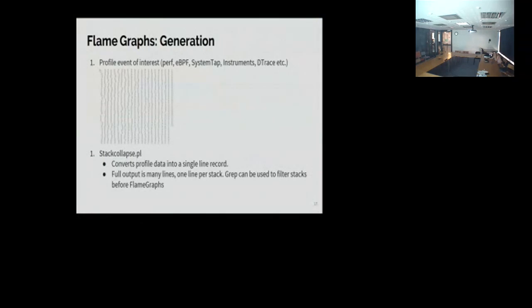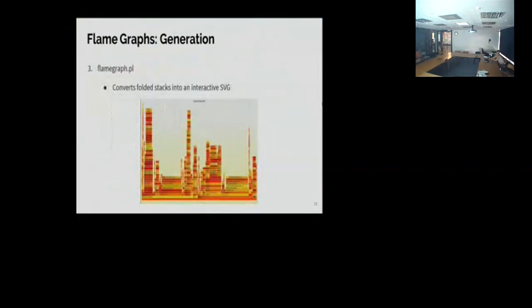The second step is using stackcollapse.pl. This converts already profiled data into a single line of code. The full output consists of many lines, 1 line per stack, and in addition, grep can be used to filter stacks before converting them into a flame graph. And the final third step is when the folded stacks are converted into interactive SVGs. So we get full control of output, very high density details about the event, clear, easy to understand, and interactive visualizations.